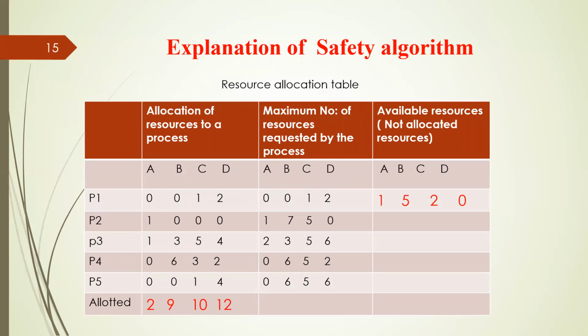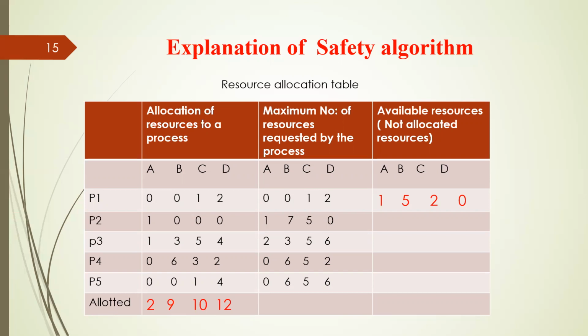Now the explanation of safety algorithm. Assume there are 5 processes P1, P2, P3, P4, P5 and 4 resources A, B, C, D. Look at the second column. Second column is the allocation of resources. Third column is the maximum number of resources requested by each process. And the last one is the available resource, that is not allotted resource. Okay. And if you take the process P1, take the resource A.